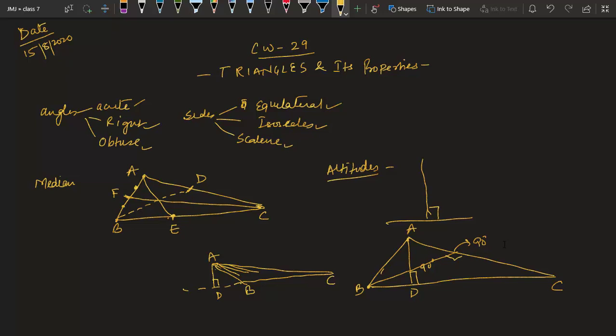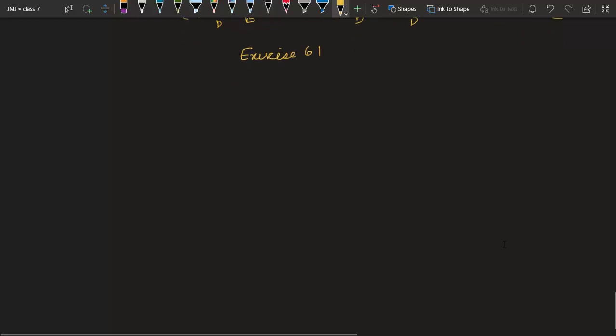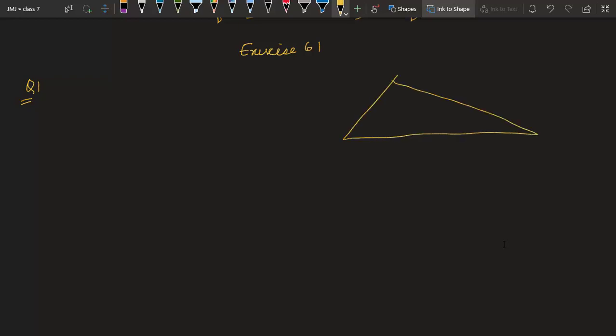Okay. Now let us see exercise 6.1. First question is, in triangle PQR, D is the midpoint of QR. So we have a triangle. Let me draw like this. We have a triangle PQR, where D is the midpoint. So suppose D is somewhere here.